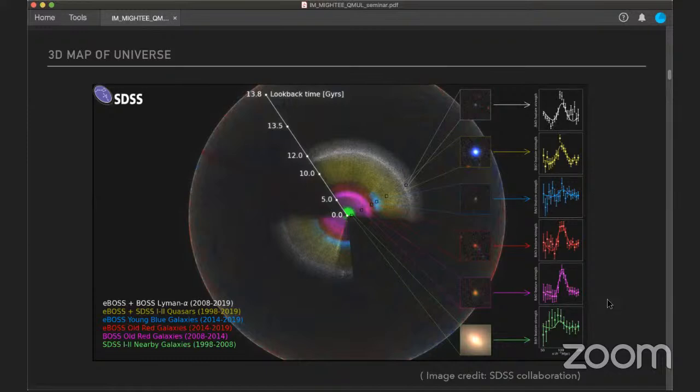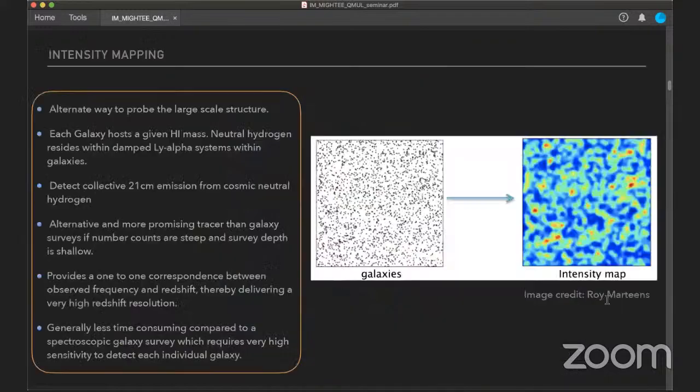So the main goal of any cosmological experiment is to fill up this Hubble volume, so that we can see more structures and get more information out of this. And in this context, intensity mapping is important. This is an alternate way to probe the large scale structure. One way is to find individual galaxies and study the matter distribution.